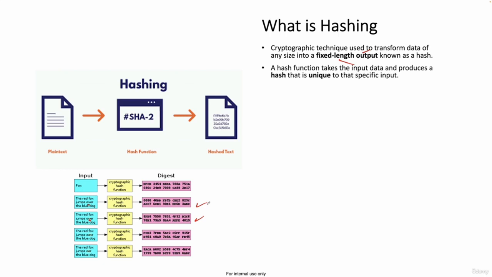Now, the hash function takes the input data and produces the hash that is unique to the specific input. So, very important. Here you have the plain text. You take that plain text through an algorithm, and this algorithm we call the hashing function. This hashing function then generates a hash or hash text, and this is called a digest, and we will see further. A hash function is, as you see here, this is my hash function.